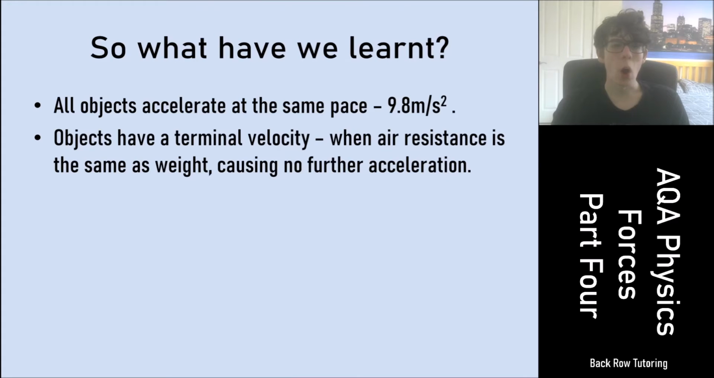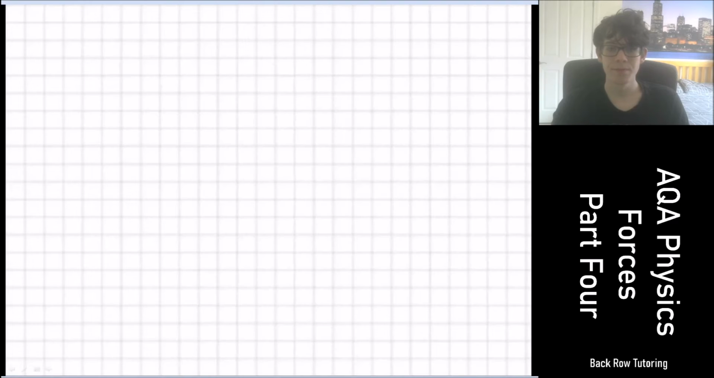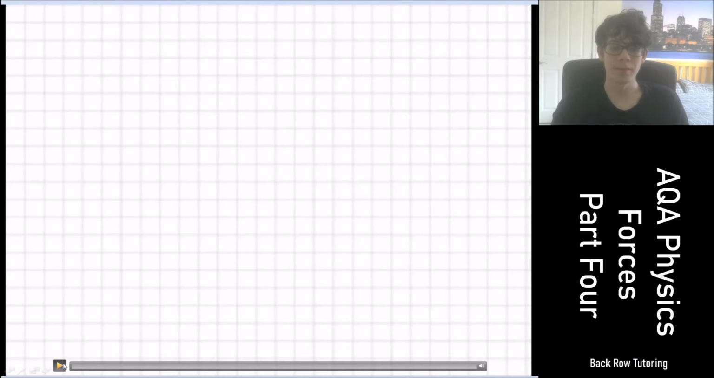So what have we learned? All objects accelerate at the same pace. They accelerate at 9.8 meters per second squared. Objects have terminal velocity, when air resistance is the same as weight, causing no further acceleration. We're going to have a look at another video now.